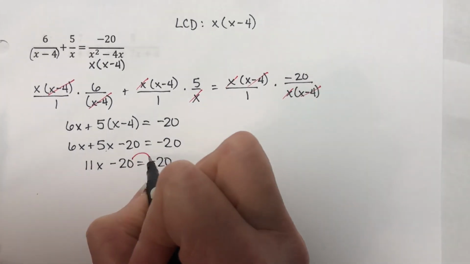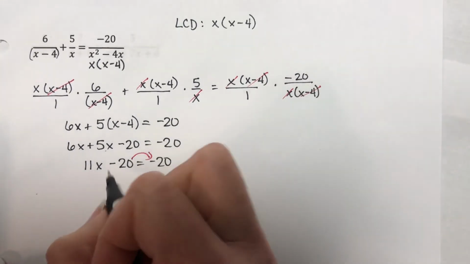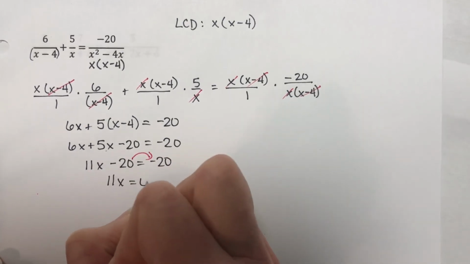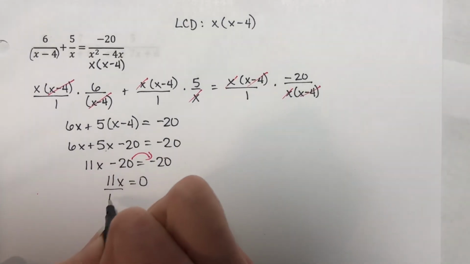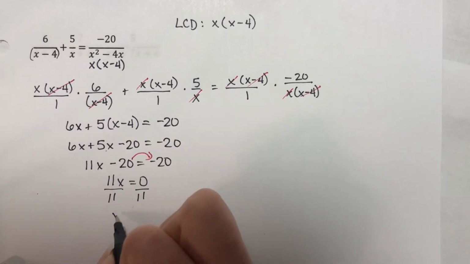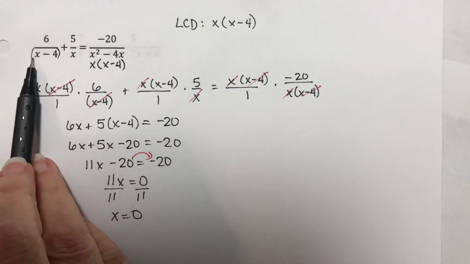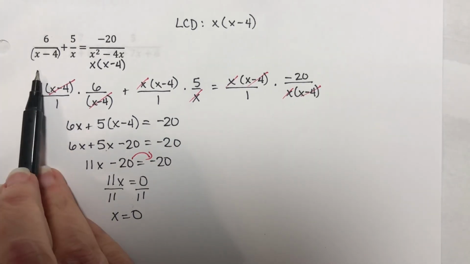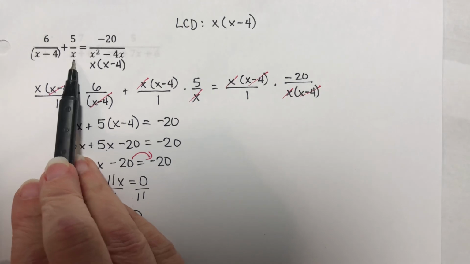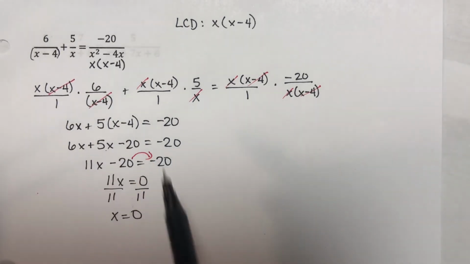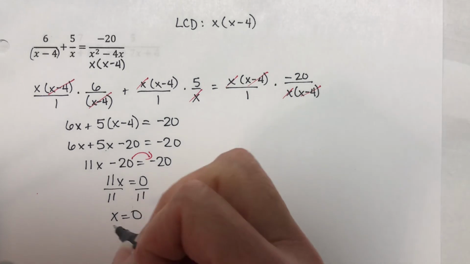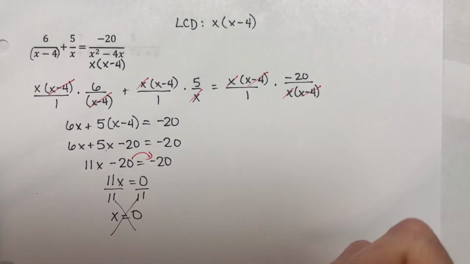If we add 20 to both sides, they cancel out and we get a 0. So I have 11x equals 0. Divide both sides by an 11, and you get x equals 0. Now, you can potentially get 0 as an answer. This is not automatically a bad answer, okay? If I took the 0 and I plug it in here, I get a negative 4, and that's okay. But if I plug it in here or here, it gives me a 0 in the denominator. So this was a false solution.